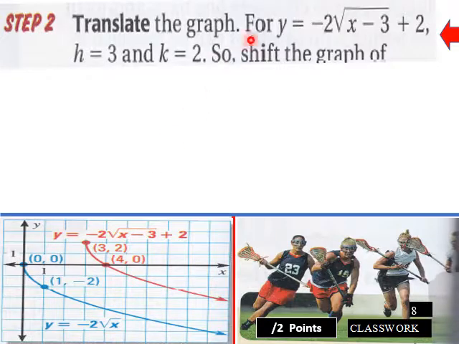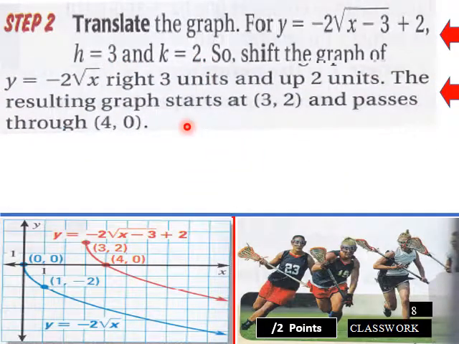And then translate the graph, where h equals 3 and k equals 2. The shift of the graph of y equals -2 radical x is right 3 units, so we go right 3 units here, 1, 2, 3. And then up 2 units, 1, 2. So instead of the origin, the virtual origin for this function would be at 3, 2. And it passes through the point 4, 0. So when x equals 4, y would equal 0.